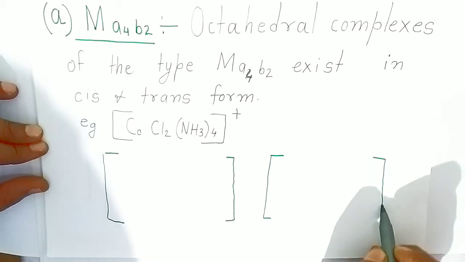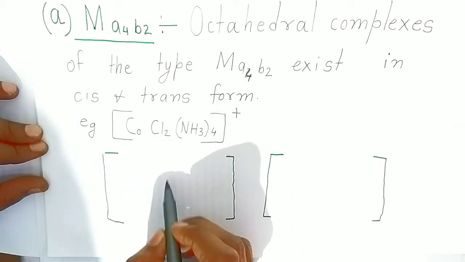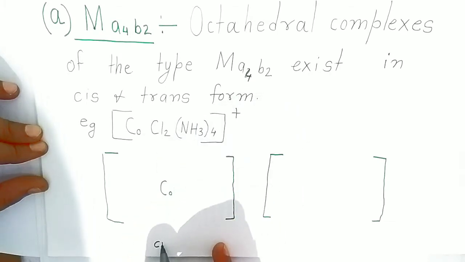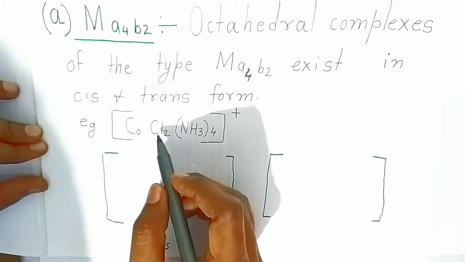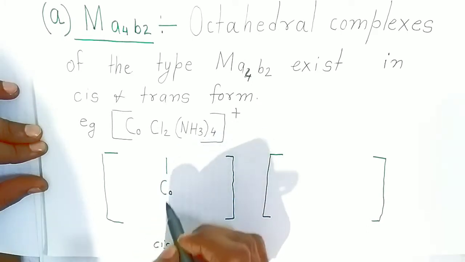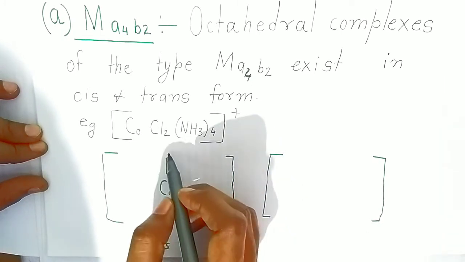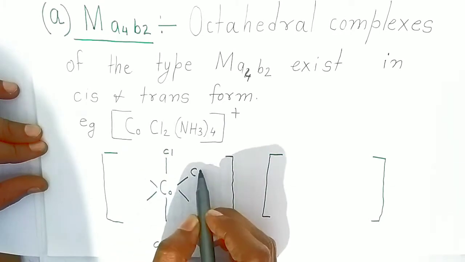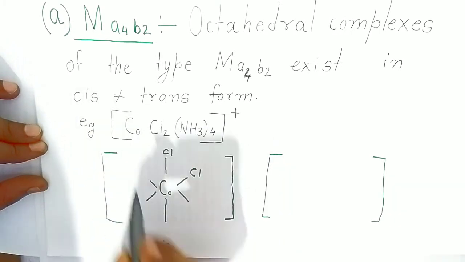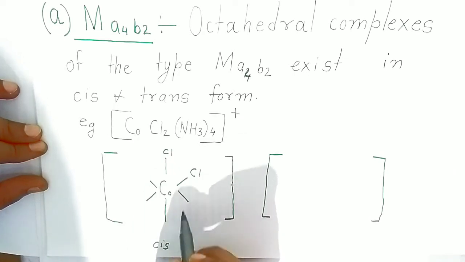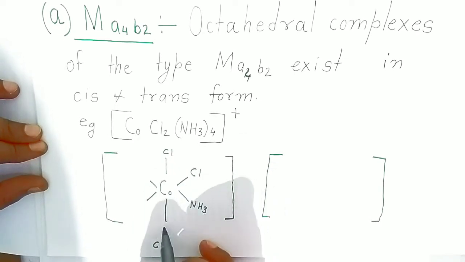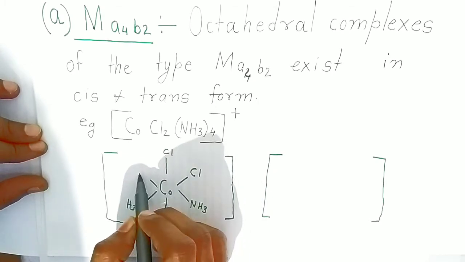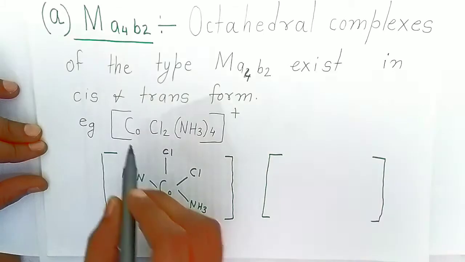This is the structure. Cobalt will be at the center of this complex. Because you are writing the cis form first, the chlorine atoms will be adjacent to each other. Here this is the top and this is the bottom. If you are writing chlorine here, the second chlorine will be here. That is the cis complex. Now adjacent to this ammonia, the second ammonia will come. This is the third ammonia and this is the fourth. This way you have to write the cis structure of this cobalt complex.